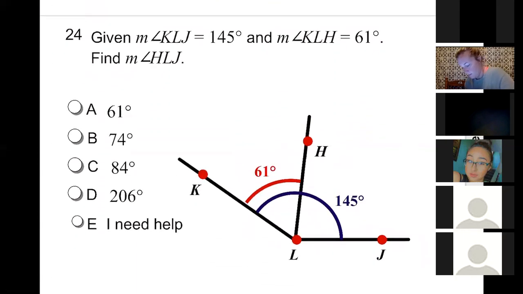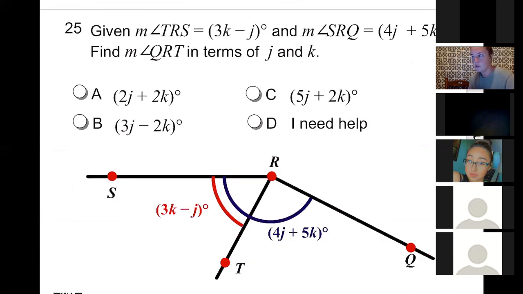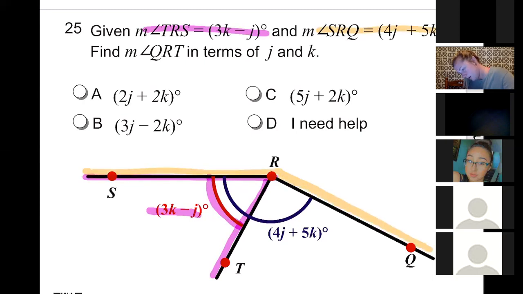All right, this one I think that you can handle on your own. I've gone through enough examples here. Okay, we will highlight what's going on here to help you with that. So we have TRS. So I will do that in purple. T to R over to S. So we know this angle right here is this color. And then we have orange, SRQ. So SRQ is the entire outside. SRQ is the whole outside.